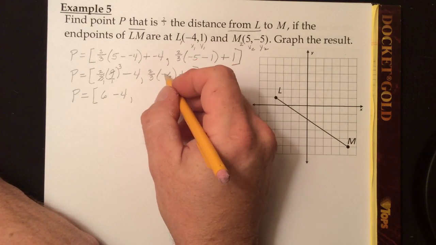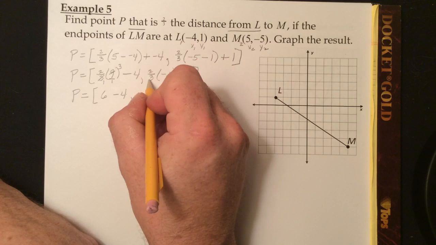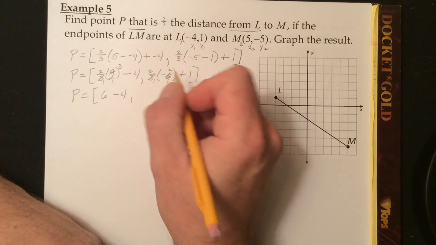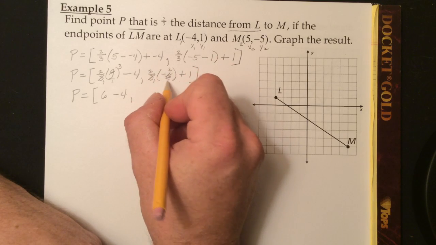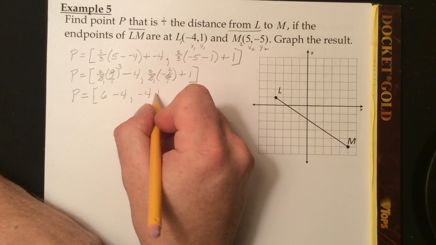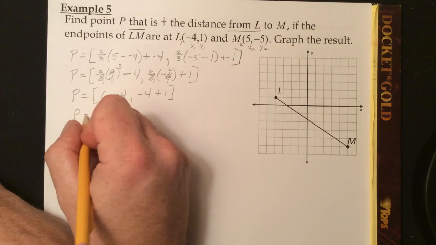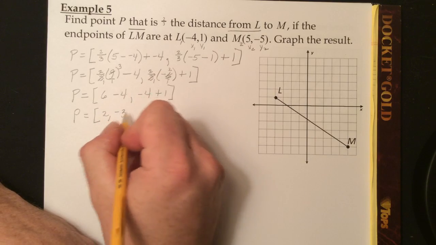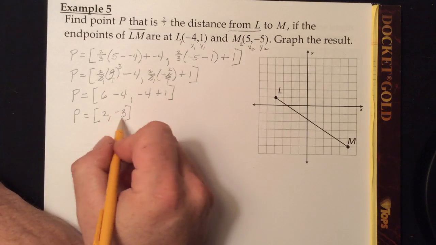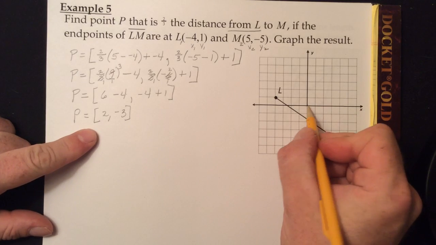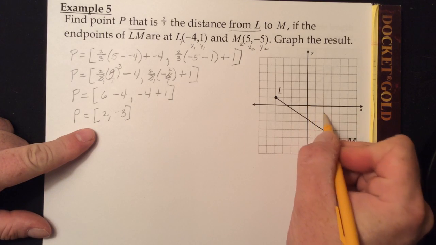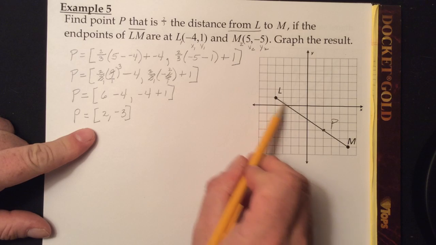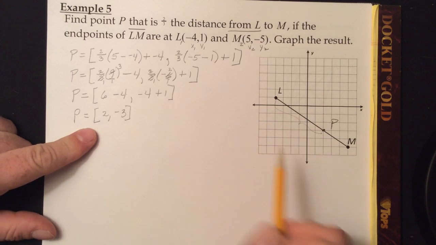2/3 times -6, don't forget your negative. 6 over 1, 6/3 also simplifies. 3 goes into 3 once, 3 goes into 6 twice. So we have 2 times -2 over 1 times 1. That gives us -4 plus 1. So 6 minus 4 is 2, and -4 plus 1 is -3. This time we got 2 whole numbers for our coordinates. Should be easy to graph. Start at the origin, go to the right 2, down 3. 1, 2, 3, and this point right here is point P, which is 2/3 distance from L to M. Right here, 2/3 the distance.